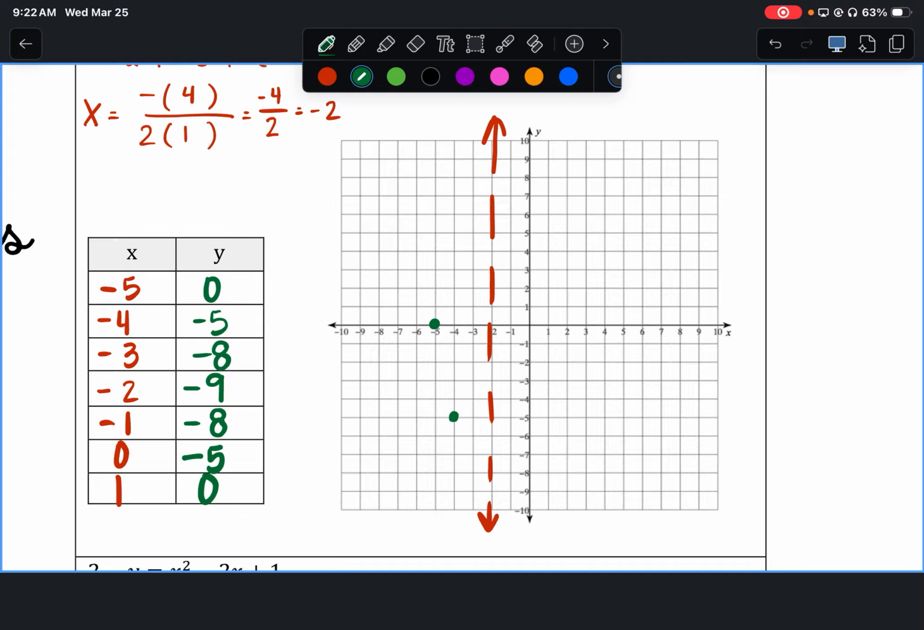So for our solution, we still write it the exact same way, but how many things are going to go inside of there? Just 1. Okay, and that is our solution. That is one solution. That's what it looks like when we have one solution: just the vertex is touching the x-axis. And we're going to look at number 3 together as well.